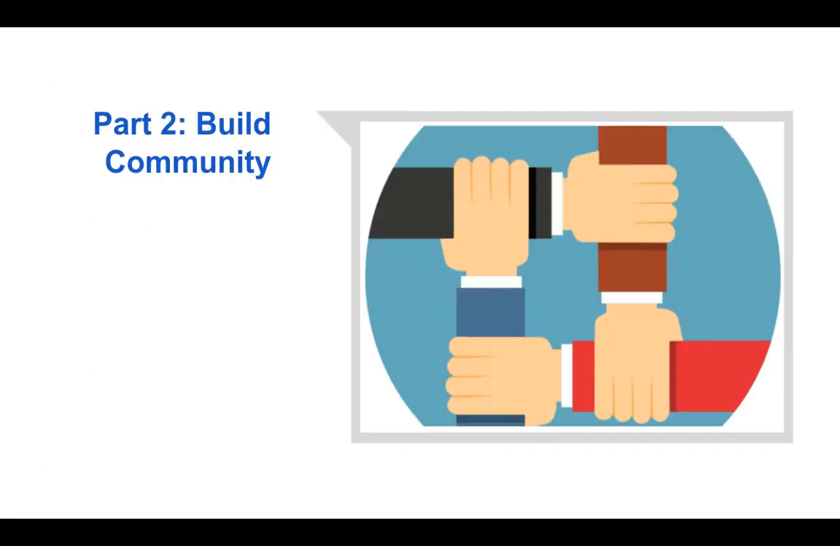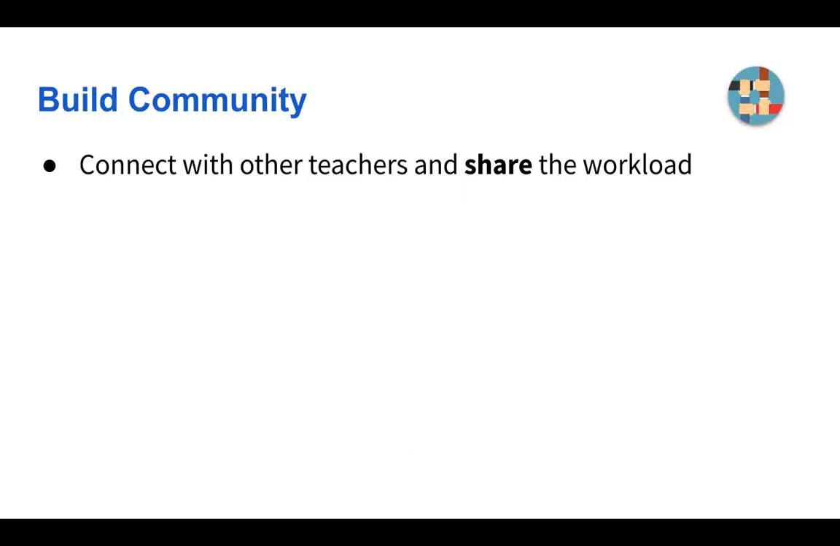Now, normally I would put building community as part one, but if we don't have a means to communicate with our learners, we really have to get the communication pieces together first and make sure that our learners and our families and our peers know how and when they can reach us. Now that we have that system in place, before we dive into academic content, it's really important to build community among our professional colleagues and build community with our learners.